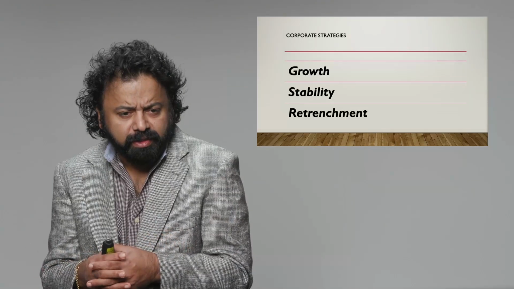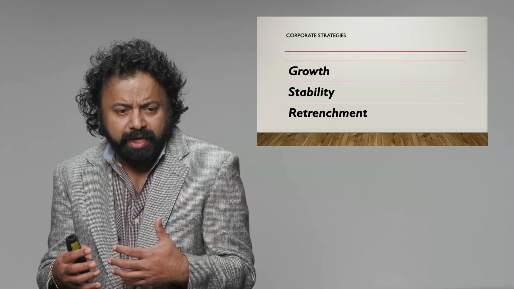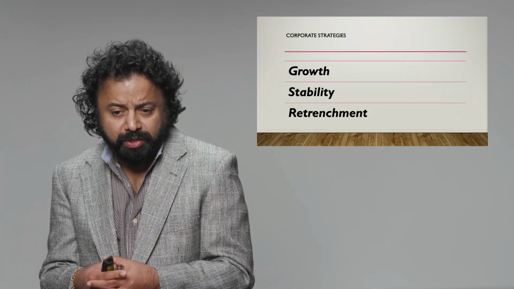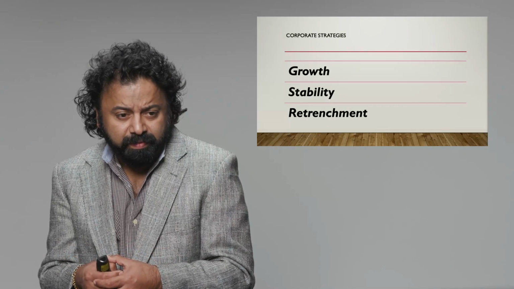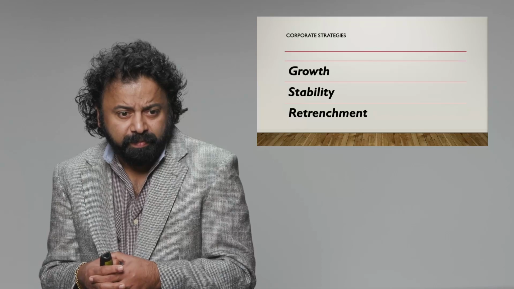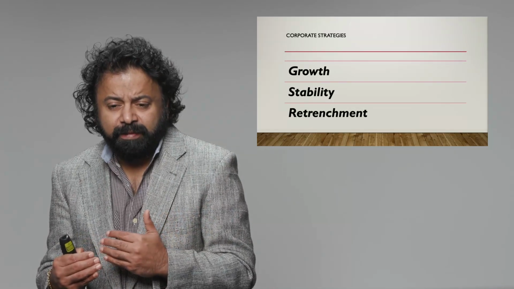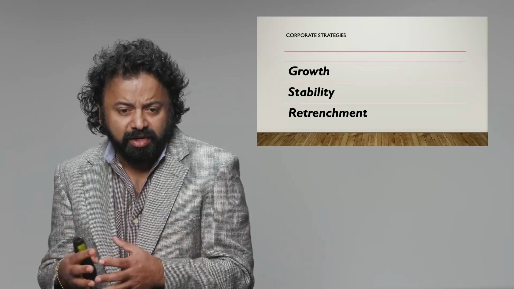Corporate strategies. After determining an organization's corporate profile, the next step is to establish its corporate strategy. There are three main strategic options: growth, stability, retrenchment. Growth. Definition is a strategy aimed at increasing organization size. Types of growth: internal growth, external growth.